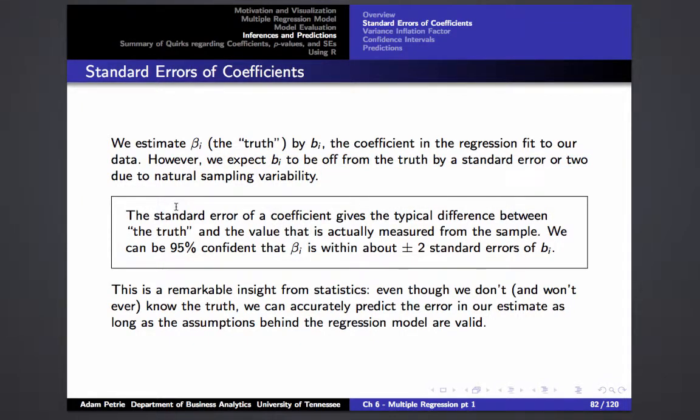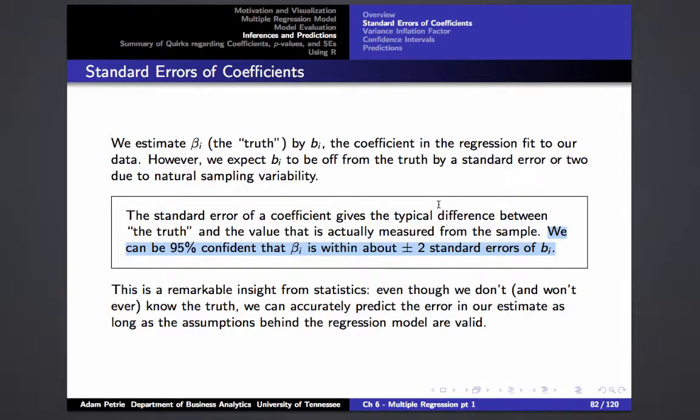What do we do with it? Well, we make a confidence interval for the beta, for basically the truth here. What we know is that the standard error of a coefficient gives us the typical difference between the truth and the value that we actually measured from the sample. And we can be about 95% confident that the truth is within about plus or minus 2 standard errors of what we measured.